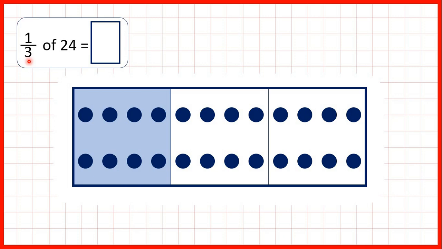So that's why, to find 1/3 of 24, we divide by the denominator. 24 divided by 3 is 8, and you can see that we have 8 counters in each of our thirds. So in 1/3, we have 8 counters.